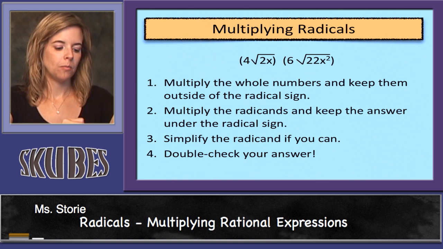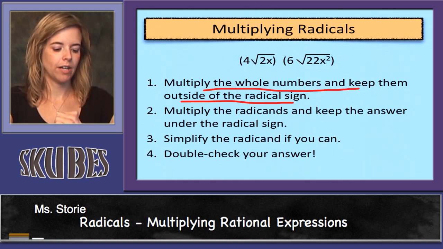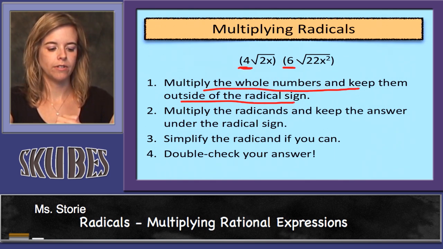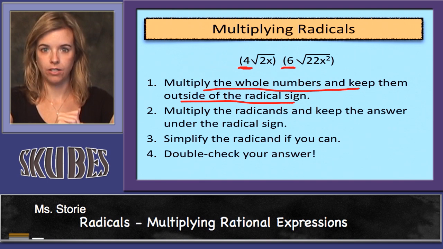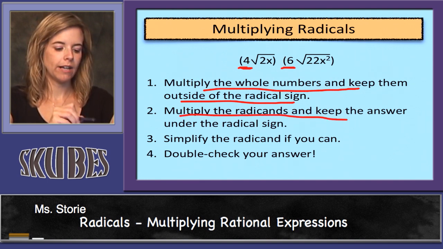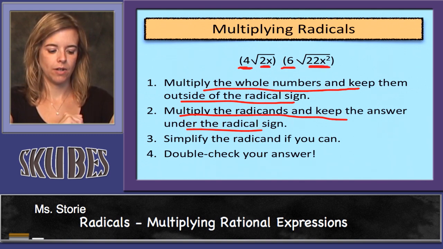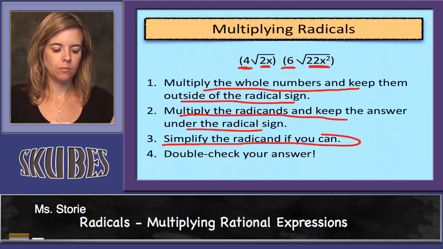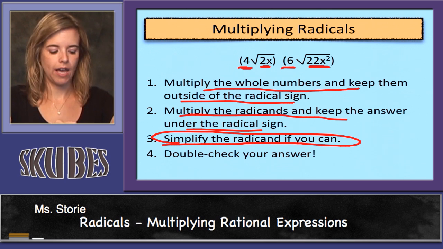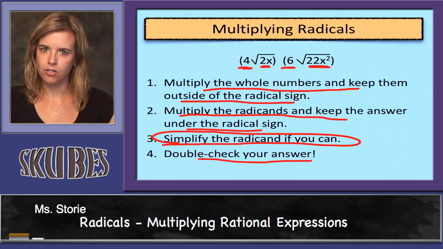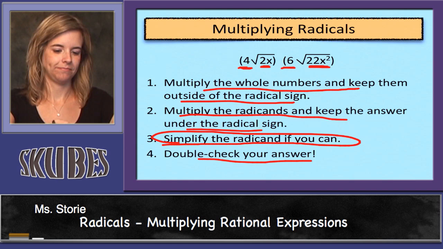Here are the steps. Multiply the whole numbers and keep them outside of the radical sign. So that would be the 4 and the 6, and you keep them outside the radical. They don't move in. Multiply the radicands and keep them under the radical sign. So you would multiply 2x and 22x squared. Once you do all that, simplify any of the radicands if you can, and then be sure to double check your multiplication. So let's give it a shot.